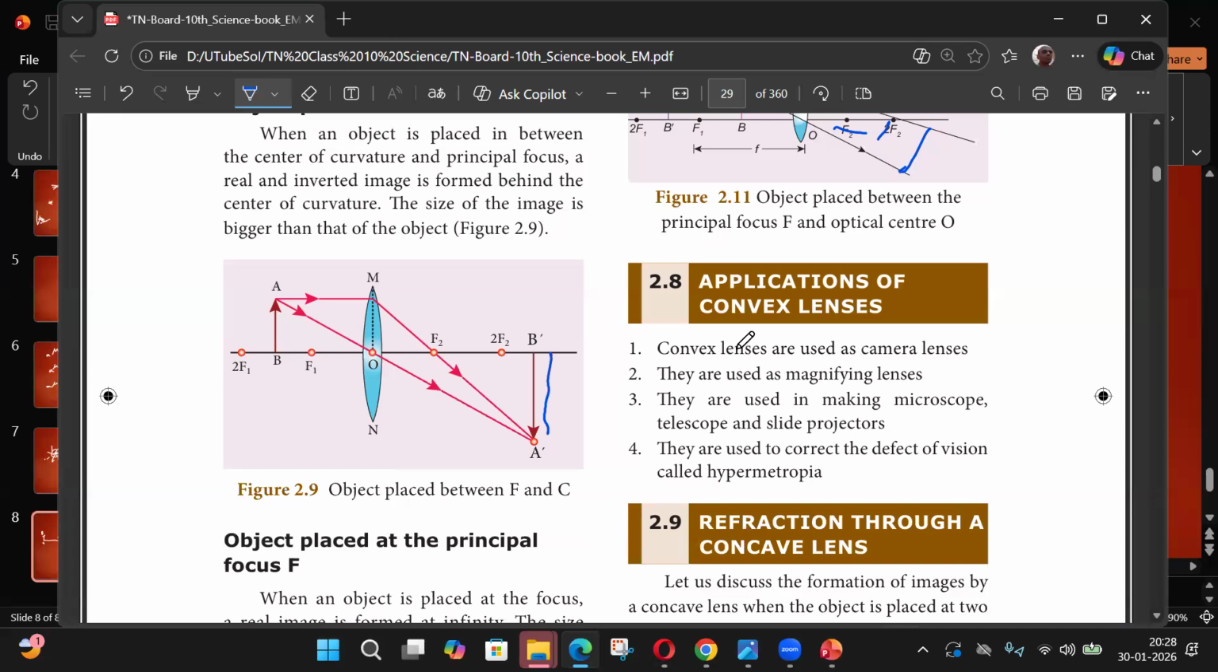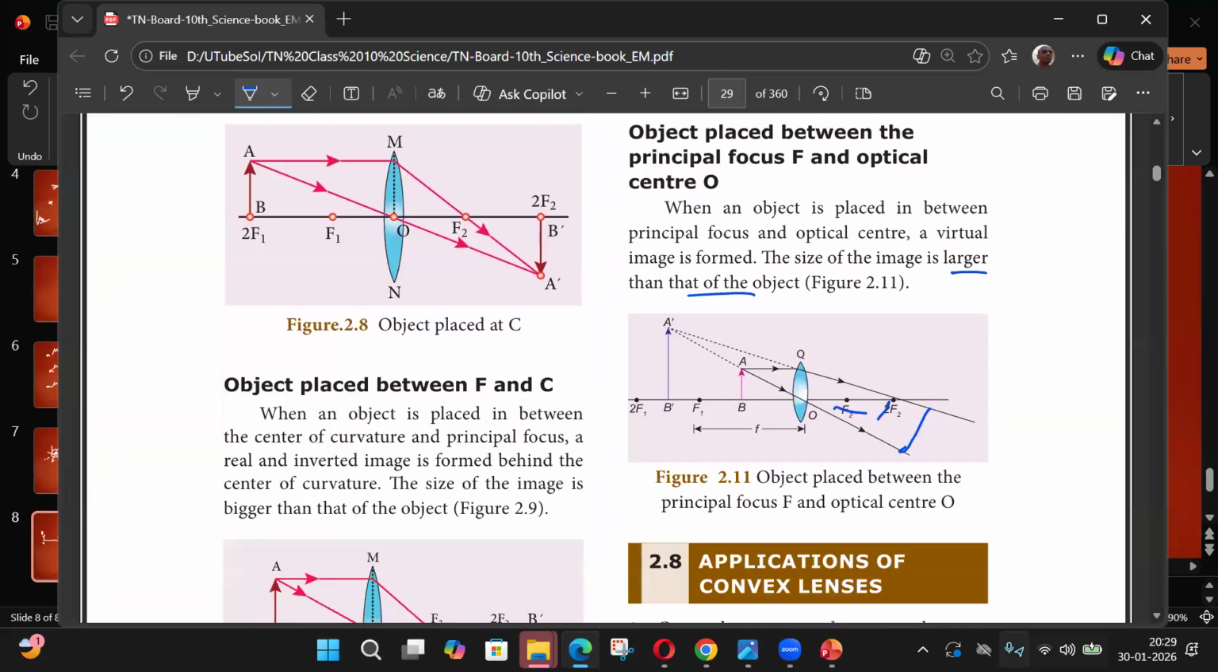So the convex lens is used for a camera lens because usually in a camera the object is at a distance. So the light coming from the object will get focused at a particular point on the screen of the lens. Okay, sir. Use of a magnifying lens, because in certain cases the image size is bigger than the object size. Microscope and projector and also for eye specs.